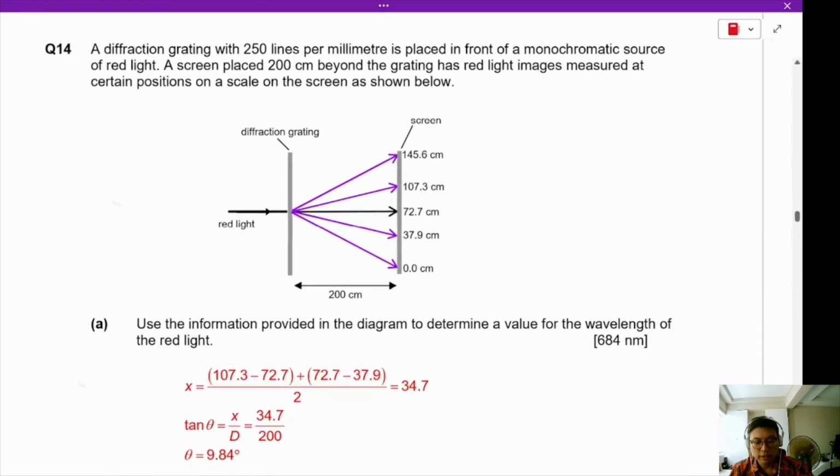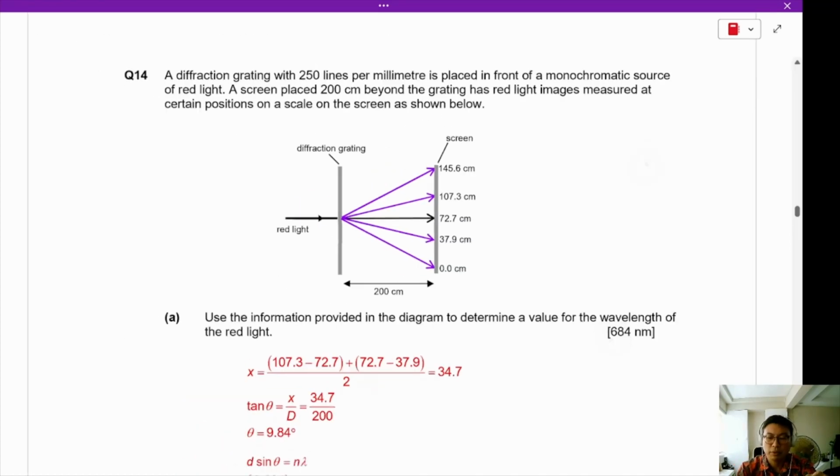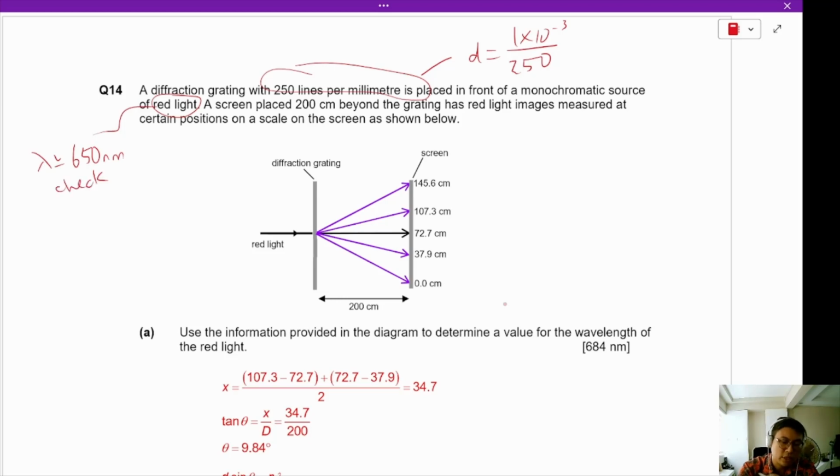A diffraction grating with 250 lines per mm is placed in front of a monochromatic source of red light. So 250 lines per mm, so d is equal to 1 times 10 to the power of minus 3 divided by 250. Now for red light, we know that the wavelength is more or less equal to 650 nanometers. So later we can check this number.